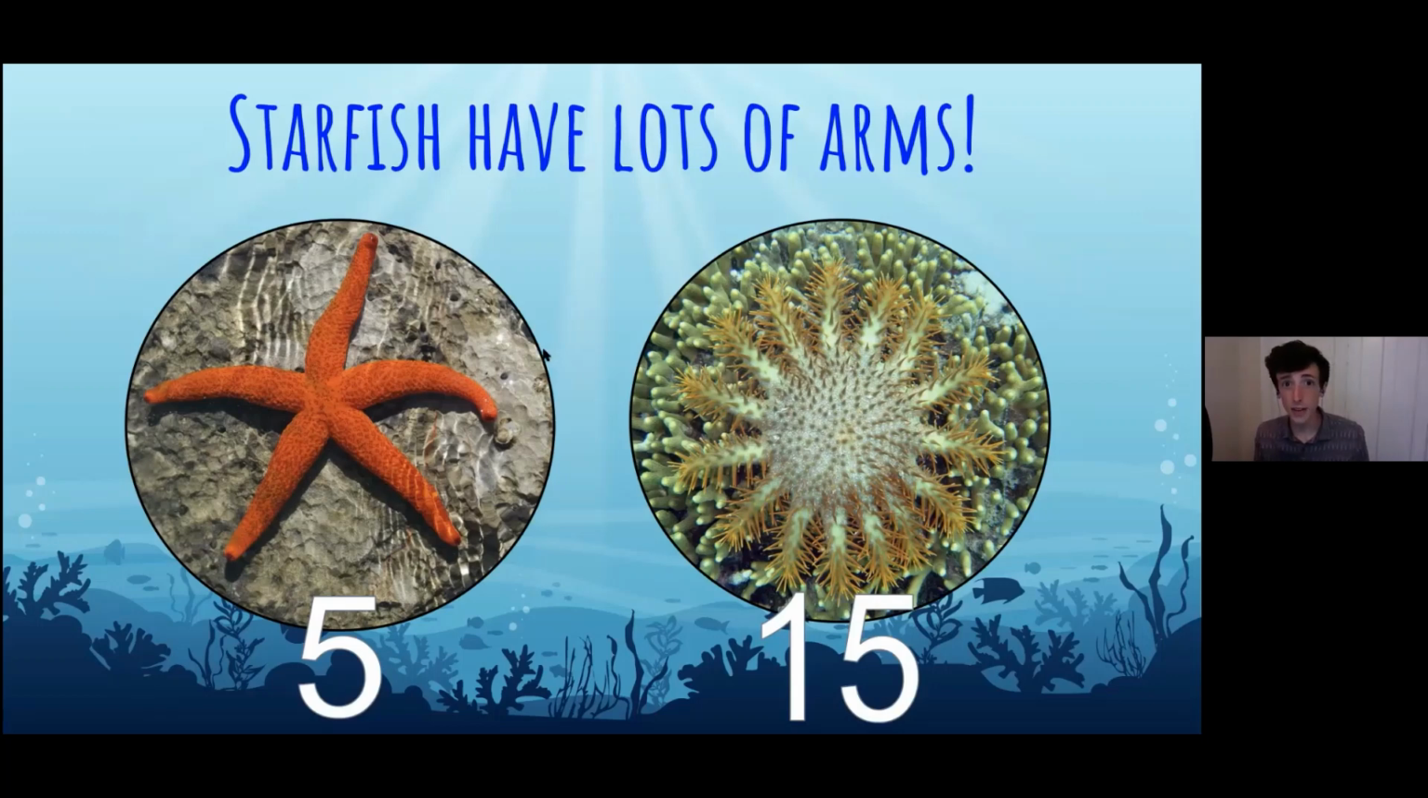So starfish can have arms from 5 to 15. And starfish actually always have an odd number of arms, which means 1, 3, 5, 7, 9, and so forth. They don't have 2 or 4 or 6 arms. They always have an odd number of arms, and that's just because of the way starfish are. We could talk more about why that is, but it gets too complicated. All we know is starfish have lots of arms, and they're really interesting looking.